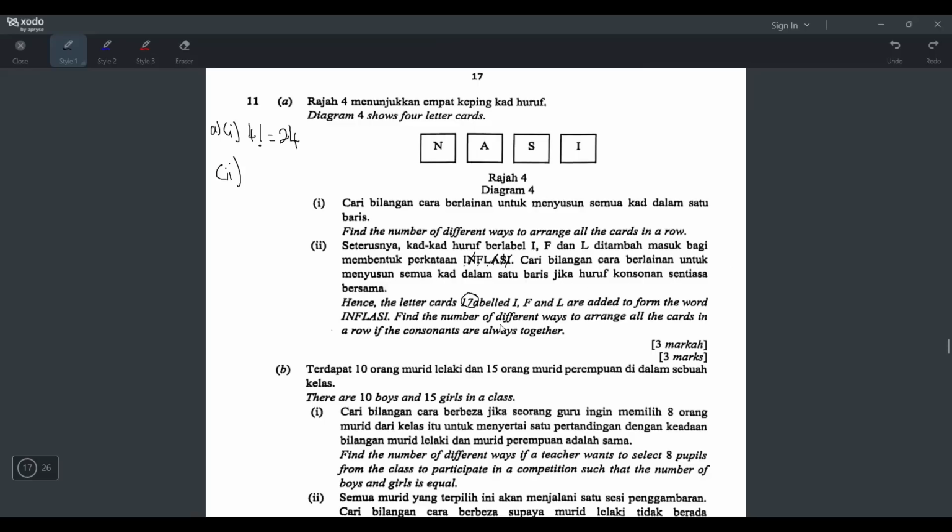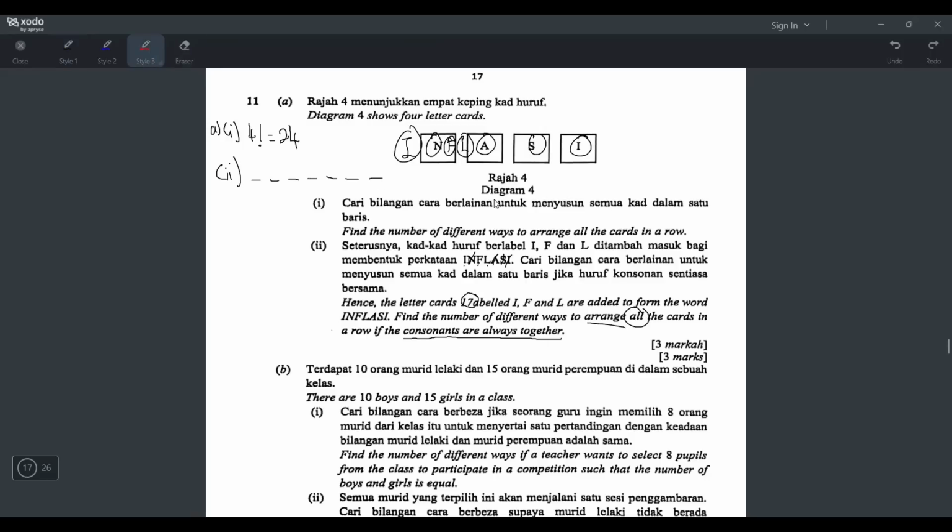Okay, let's read in English also to make sure I really understand the question. Find the number of different ways to arrange all the cards in a row if the consonants are always together. So this is very important. That's the condition, right? Consonants are always together. So inflasi. So there is INFL and then ASI. So 1, 2, 3, 4, 5, 6, 7 letters. So you want to arrange all, right? Yeah, arrange all. So there should be 7 slots. So the condition is the consonants are always together.